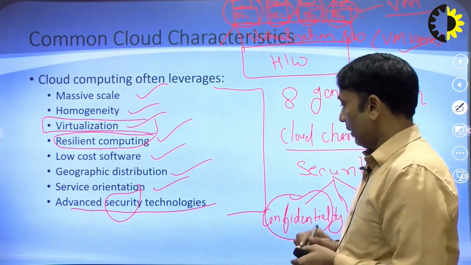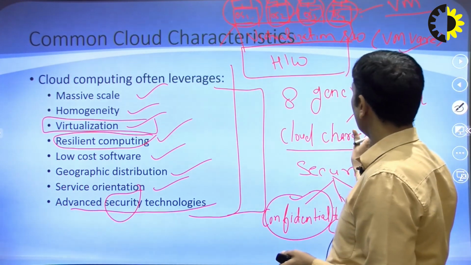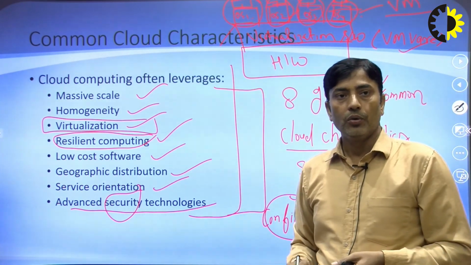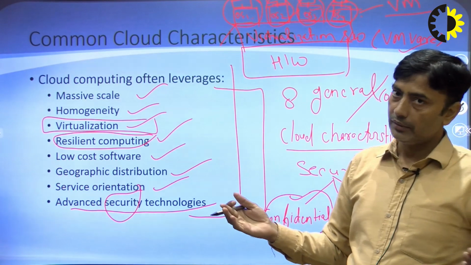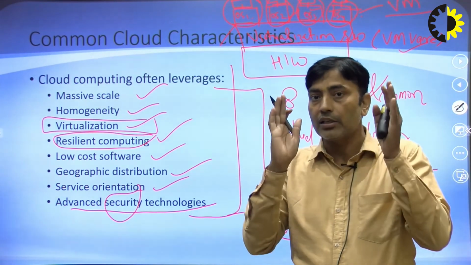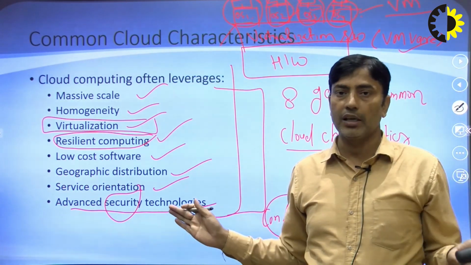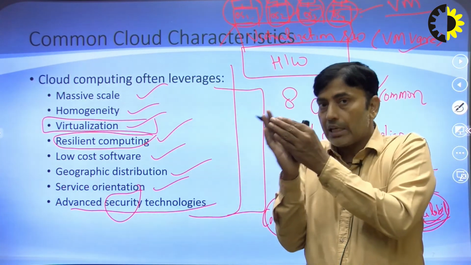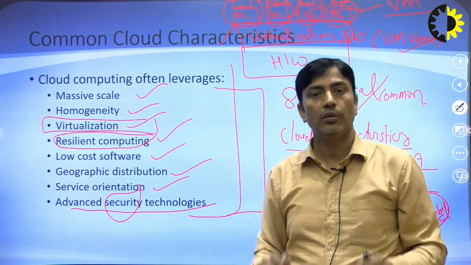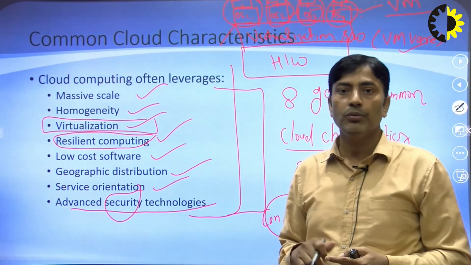So these are the 8 general and common characteristics I have told you. In this lecture we have covered the 5 essential characteristics that should be clearly understood and known by you, and these 8 are the general or common characteristics. There is a clear-cut separation defined by NIST, which should be known. There should be no confusion between these two. So thank you all.